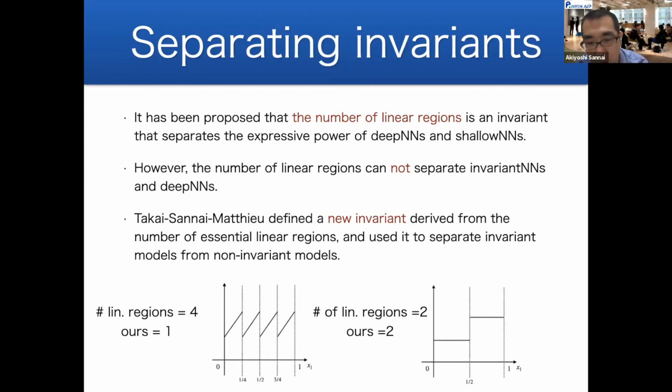So the number by our definition is 1. In the next one, each linear region is congruent, but the function is different. The function takes different values. So the number by our definition is 2.